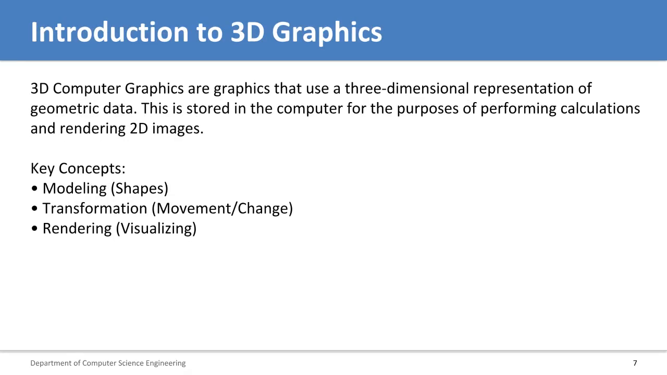3D computer graphics use three-dimensional representations of objects that are stored and processed by computers. These graphics allow us to create realistic models and environments. The three key concepts are modeling, which involves creating shapes, transformation, which changes an object's position or appearance, and rendering, which converts the 3D model into a visible image.